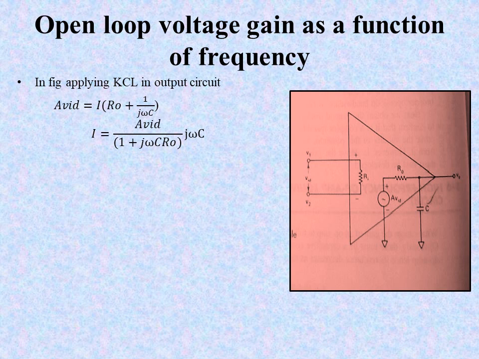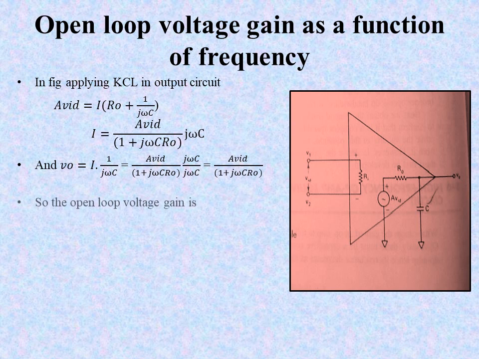Simplifying, we can calculate I. Now we'll calculate V0. What will be V0? V0 is the voltage with respect to ground, and this voltage is across this C. So we can write V0 is equal to I into 1 upon j omega C. So this we are writing, and we are putting the value of I and simplifying it. So we get V0. Now with the help of V0 and VID, we can calculate the open loop gain.